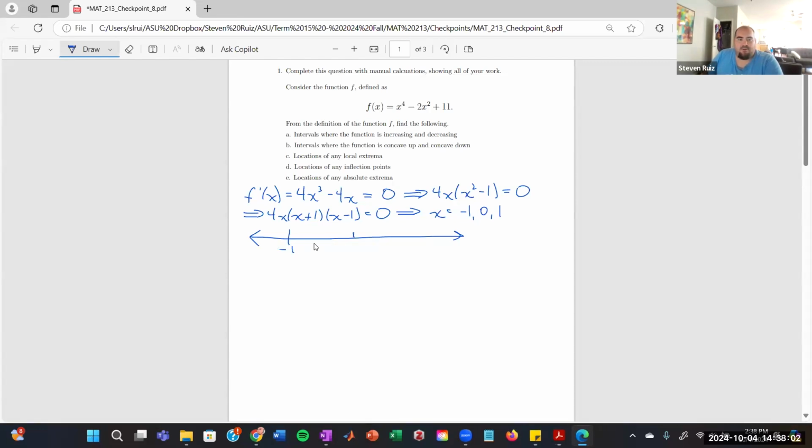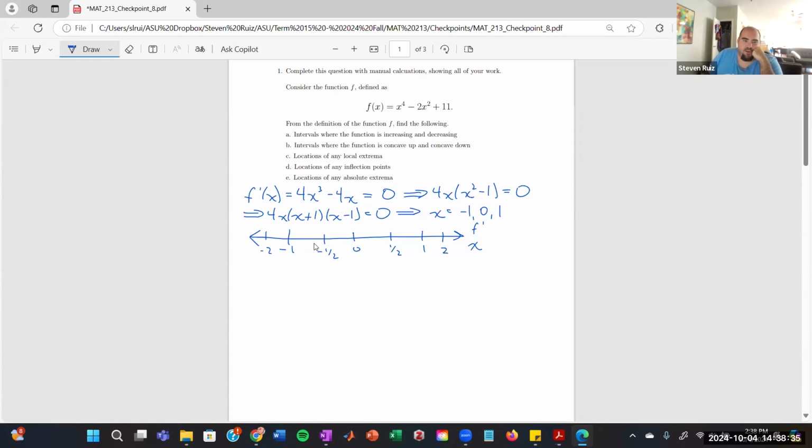So x equals -1, x equals 0, x equals 1. And I want to see what the derivative is doing around these points. Let's find some test points. Let's do -2, -1/2, +1/2, and 2. I'm going to do the first derivative test. Second derivative test works just as well, but let's try the first derivative test.